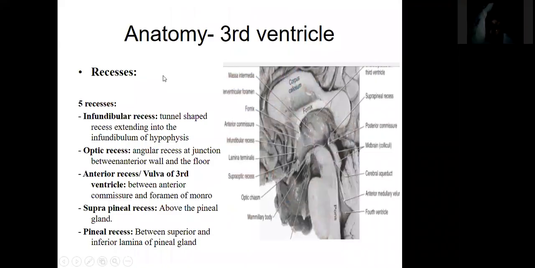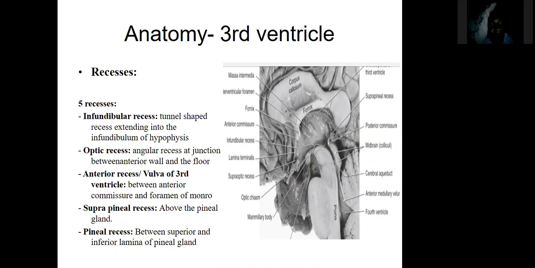Talking about the recesses, the third ventricle has five recesses. We have an infundibular recess, which is a tunnel-shaped structure extending from the infundibulum of the hypophysis. Here it is not really easily seen, but if we think about the pituitary stalk, just above we have the infundibular recess here.